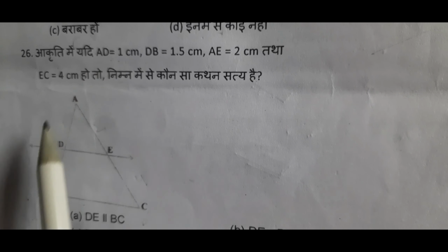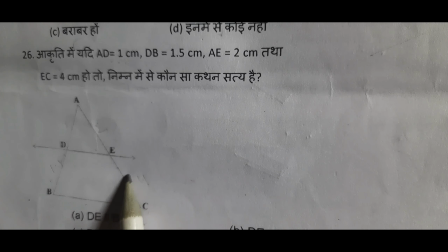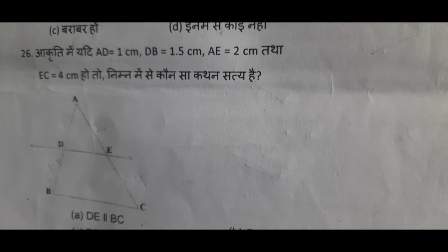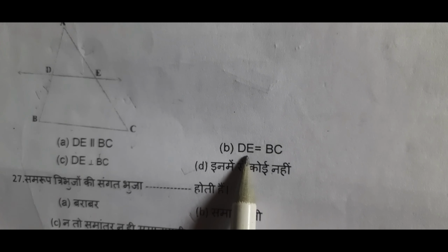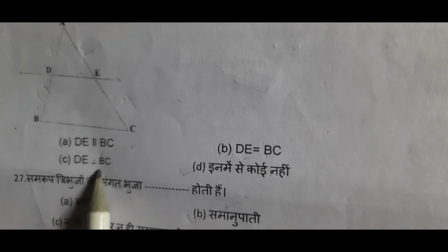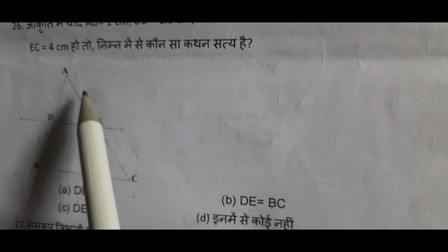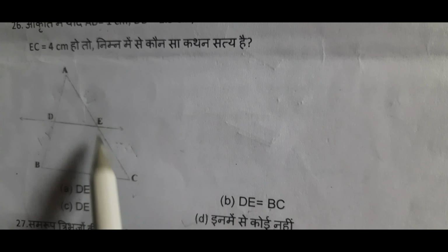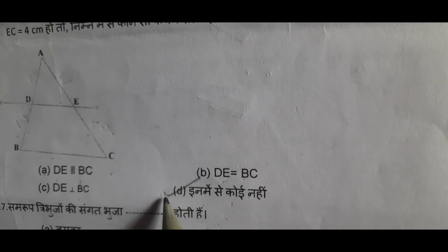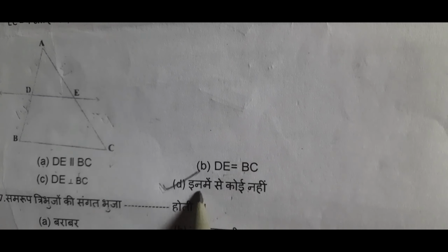In the given figure, AD is 1, this is 1.5, AE is 2, and this is also EC. You have to find out which of these is true: whether DE is parallel to BC, or DE is equal to BC, or DE is perpendicular to BC, or none of these. Check whether this by this equals this by this. If they are equal, then that will be the answer. If not, it means none of these. It cannot be equal. Okay, so it is none of these. None of the answers will be correct.